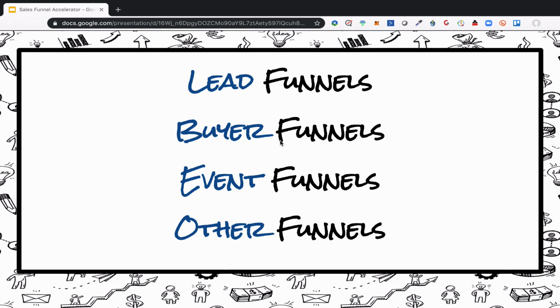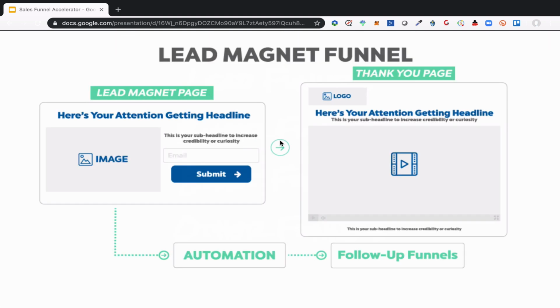These are about generating leads, somebody you might want to follow up with by email and move along some sort of funnel. There are buyer funnels. This is more about getting people to actually pay right away, where you're selling a product and you want to get transactions right away. Event funnels are about getting people to register for, say, webinars. And then there's a whole bunch of other funnels, like membership funnels, where you can build courses, and a lot of other different ones. So we'll jump into the lead funnel right off the bat.